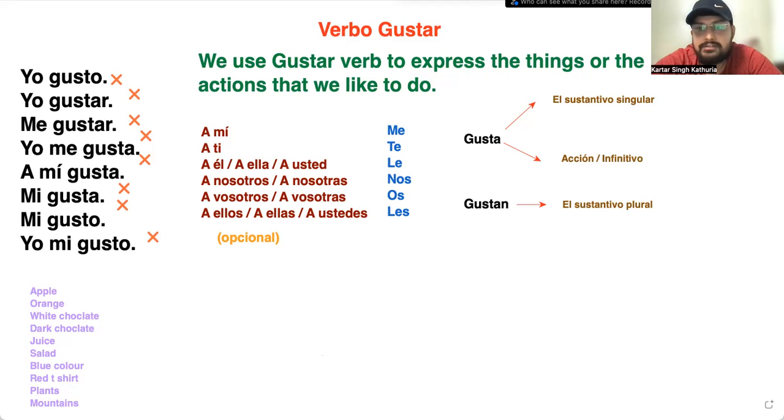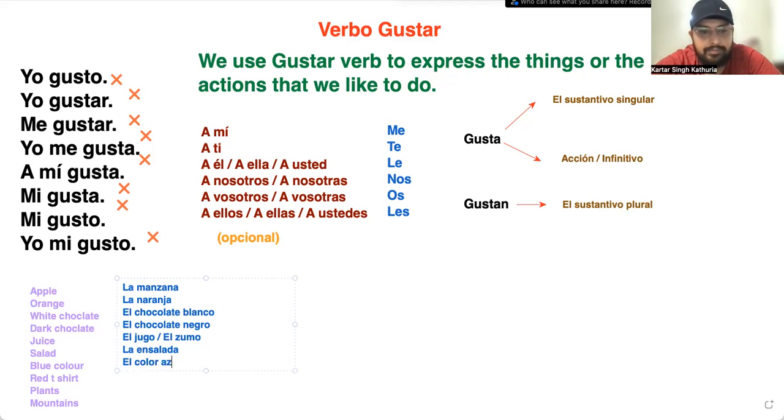Let's convert it into Spanish. Apple, manzana, la manzana, la naranja, el chocolate blanco, el jugo, or you can also use zumo, la ensalada, el color azul, la camiseta roja, las plantas, las montañas.